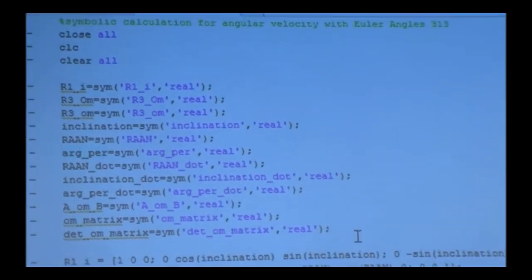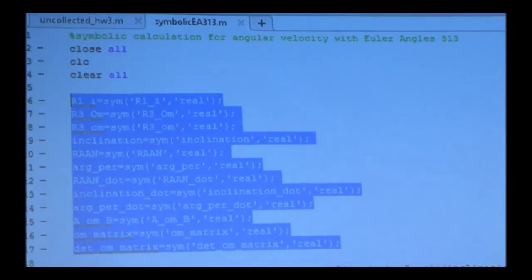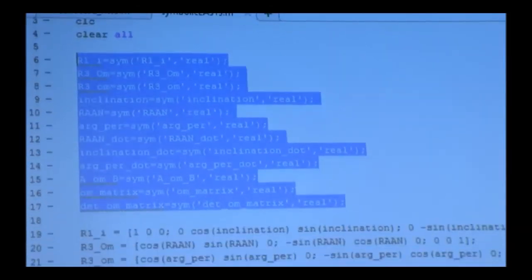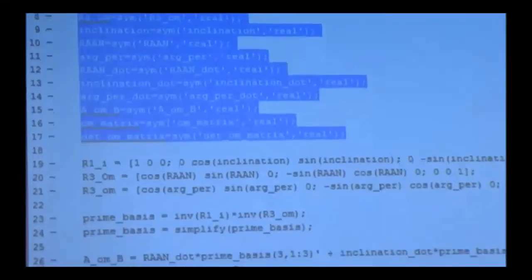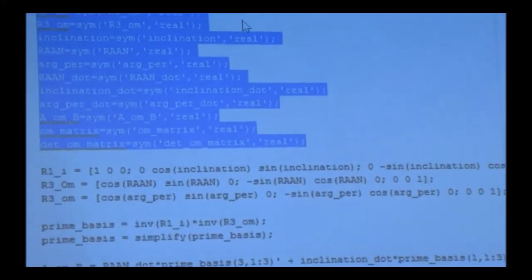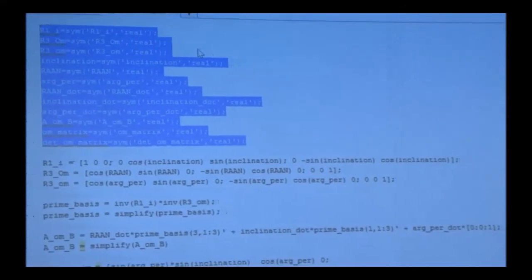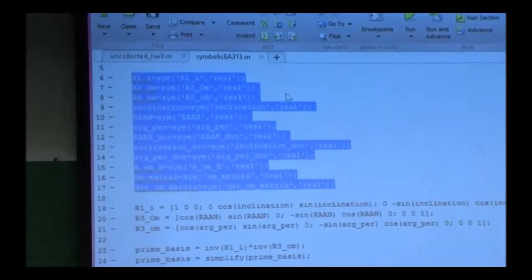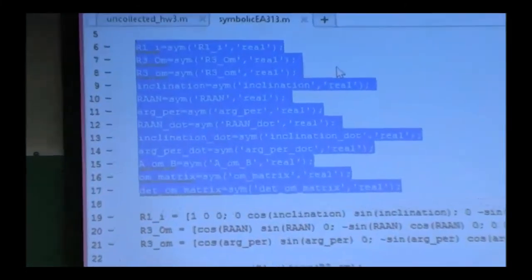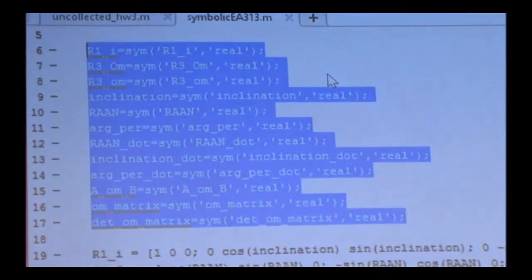So for those of you who have used symbolic MATLAB, this should not be new. I'm just declaring a bunch of variables that are symbolic, meaning they don't have any numerical values. They just exist and you can manipulate them and do operations with them, and the result will be just a symbolic formula. So I'm defining the three matrices that we have, R1, R3 of big omega and R3 of little omega. The i angle is inclination, the big omega is RAN, and the argument of perigee is the little omega.